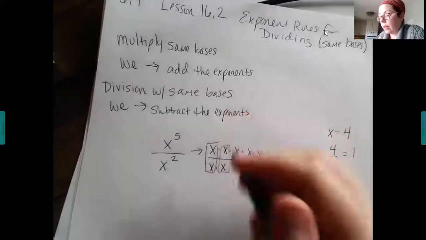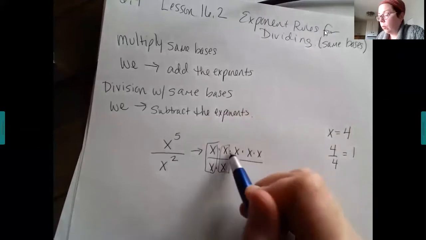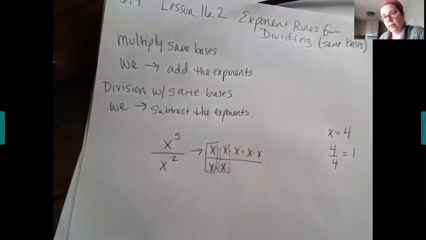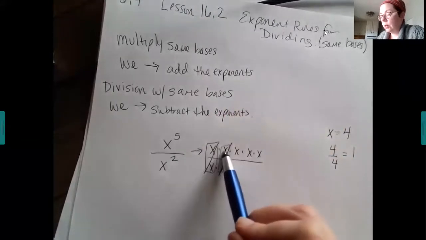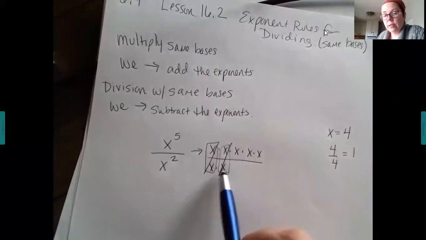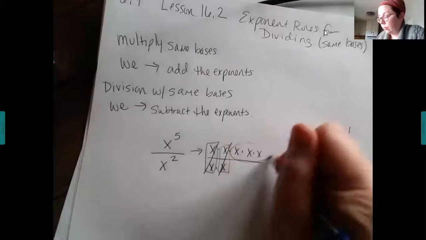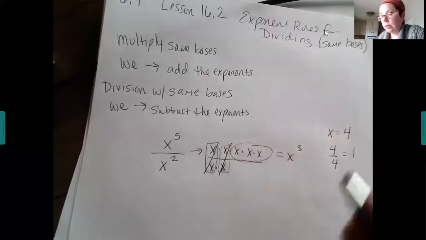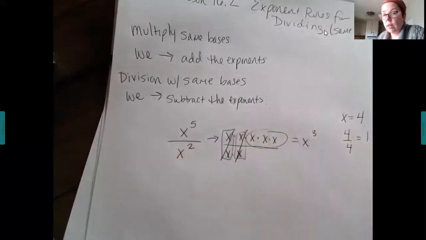This x over the x is also the same thing as 1, right? And 1 times what's left over doesn't change anything. So these 2 on top cancel out with these 2 on the bottom. So what's left? X to the 3rd. And we get that from doing 5 minus 2, right? That's the shortcut.